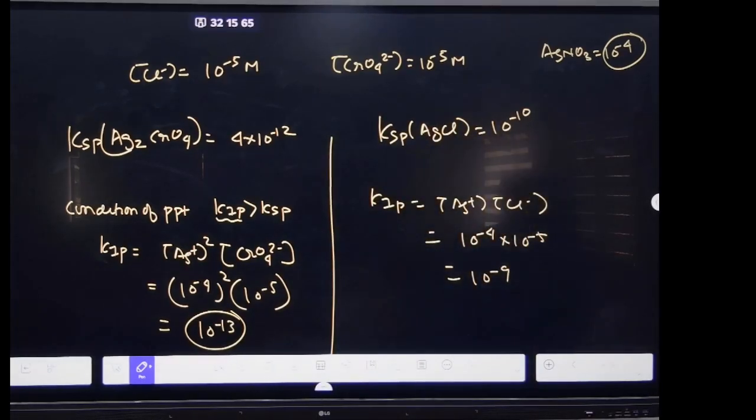Got it? Understood? Now see, question number 9. Question number 9: the pH of the solution obtained by mixing 100 ml of a solution of pH equals 3 with 400 ml of a solution of pH equals 4. How to do that question? See here.